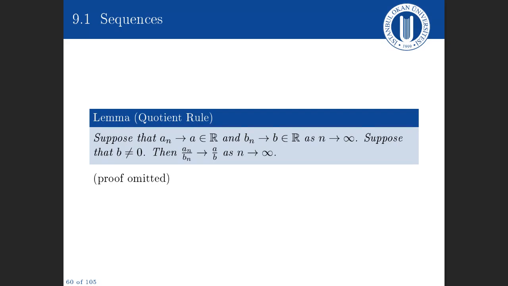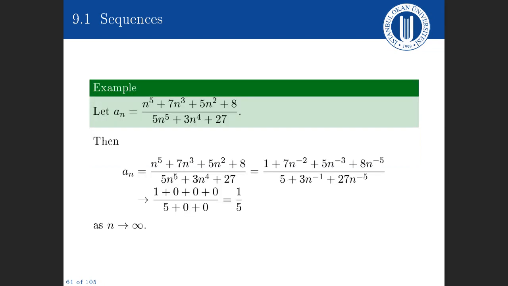The quotient rule. Suppose that a_n converges to A, b_n converges to B, and one more thing, suppose that B is not 0. Then a_n divided by b_n converges to A over B. I'm going to omit the proof for this theorem. We don't have time to prove this as well. So let's move on to an example.